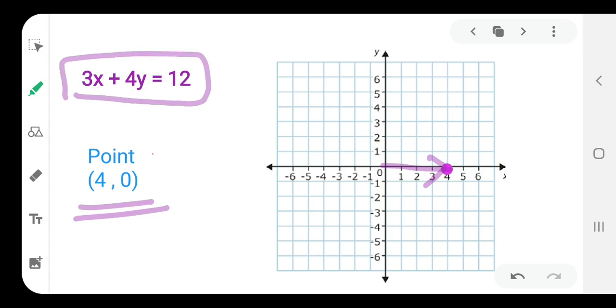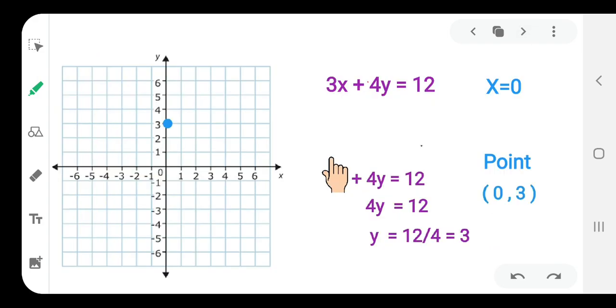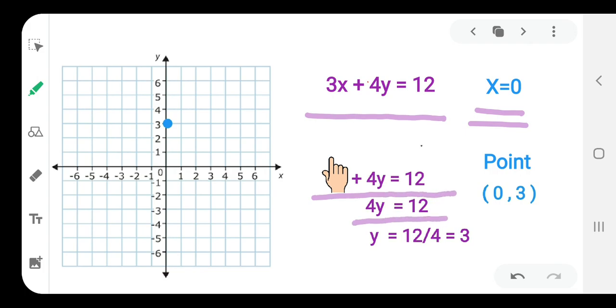Similarly, this time we take a point which has x coordinate as 0. Now this time we keep our finger on the term containing x. Now we are left with 4y equals 12. So we see that y is equal to 12 upon 4, which is 3. So we get a point 0, 3.